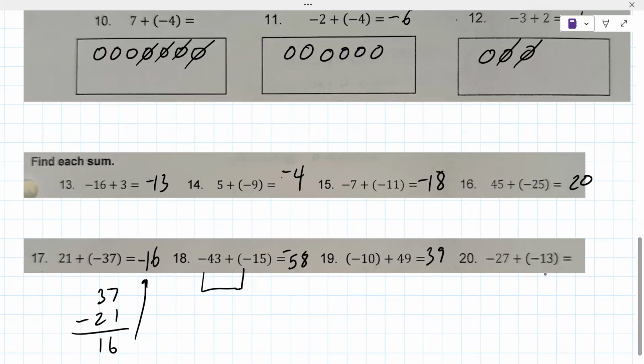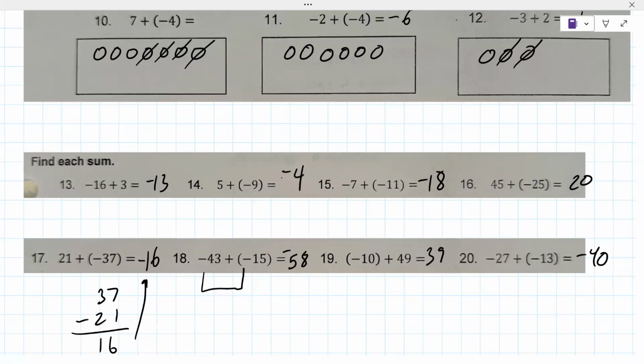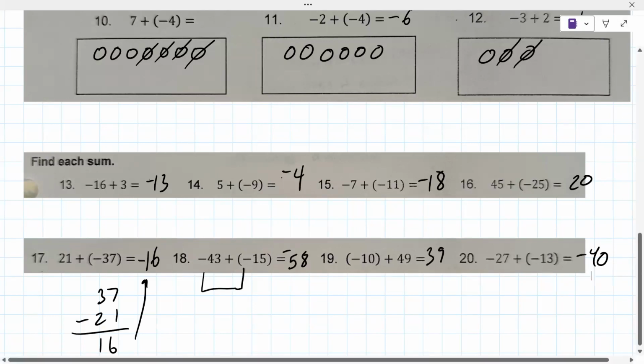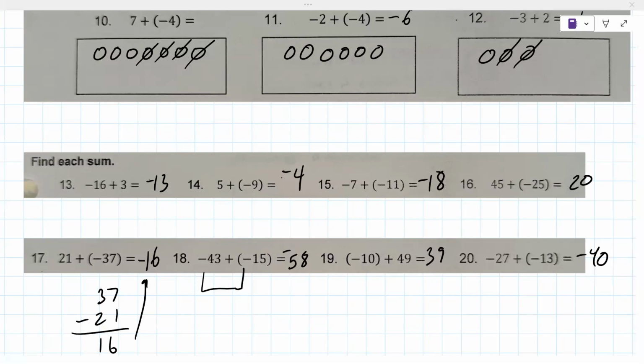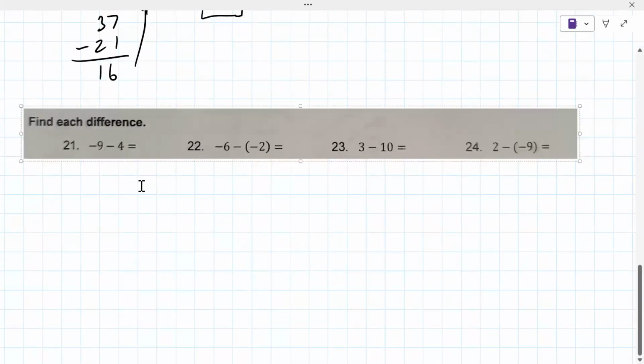Negative 40. Yes, really good. All right, next grouping of problems is finding the difference. I think you were switching the signs. Keep, change, change is what you're saying. Negative nine, change it to a positive plus. So it's up to you. It doesn't matter to me anymore, but you should do what you like here.